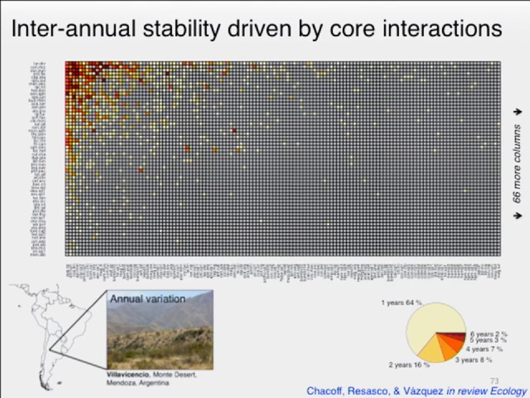And if we look at where those occur in the nested matrix, we see that they're all close to the core of the nested matrix. So they're more stable in this nested matrix, not only in their presence-absence of occurrence, but also in the stability and the frequency of interactions. These interactions also tend to be the ones that are more frequent.